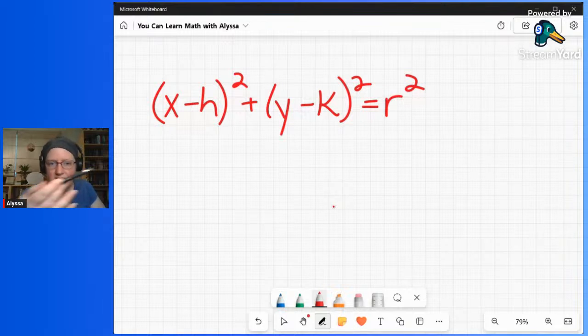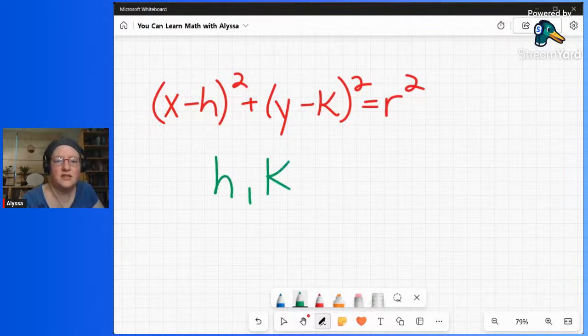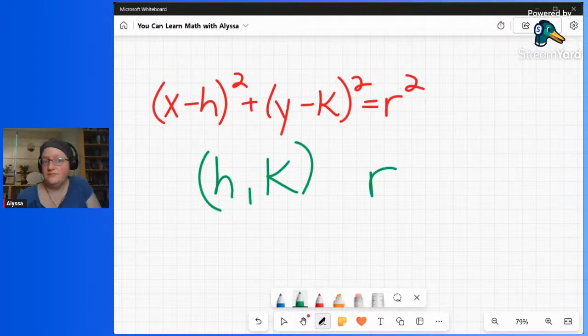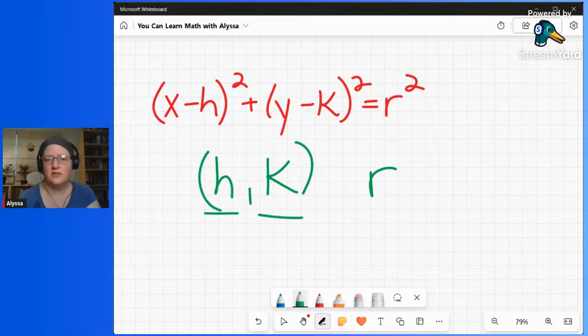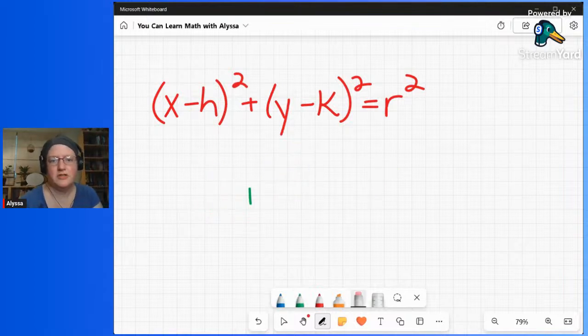If you are given this equation, this is the equation for a circle. This is a circle with a center at H, K, and a radius of R. That's it. You take the opposite of the number you see here, the opposite of the number you see there, take the square root of this number, and you've got your center and your radius. Very straightforward. There is one little wrinkle, because of course there is.